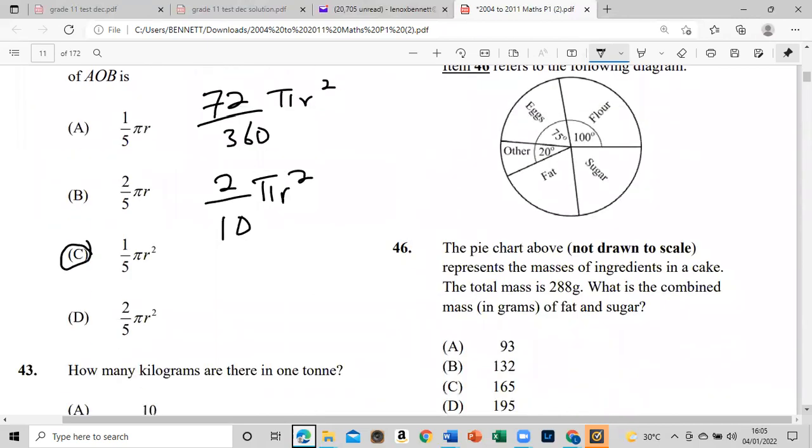Item refers to the following diagram. The pie chart above, not drawn to scale, represents the masses of ingredients in a cake. The total mass is 288 grams. What is the combined mass in grams of fat and sugar? All right. So, boom. We need these combined, right? So, add this 100 and that 75. So, 175, 195, right? So, these are 195.